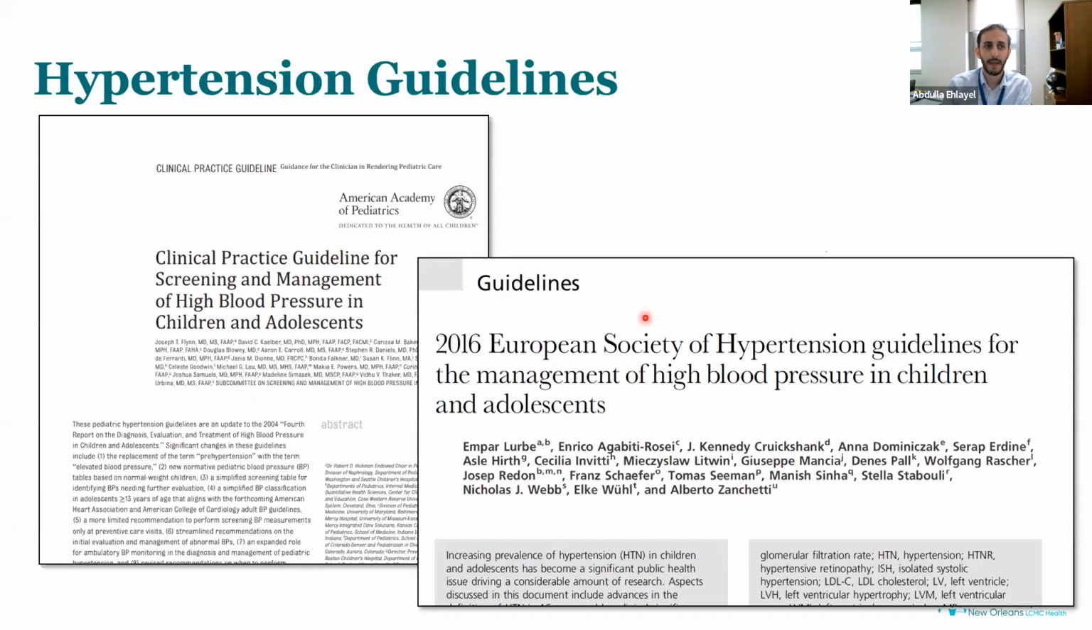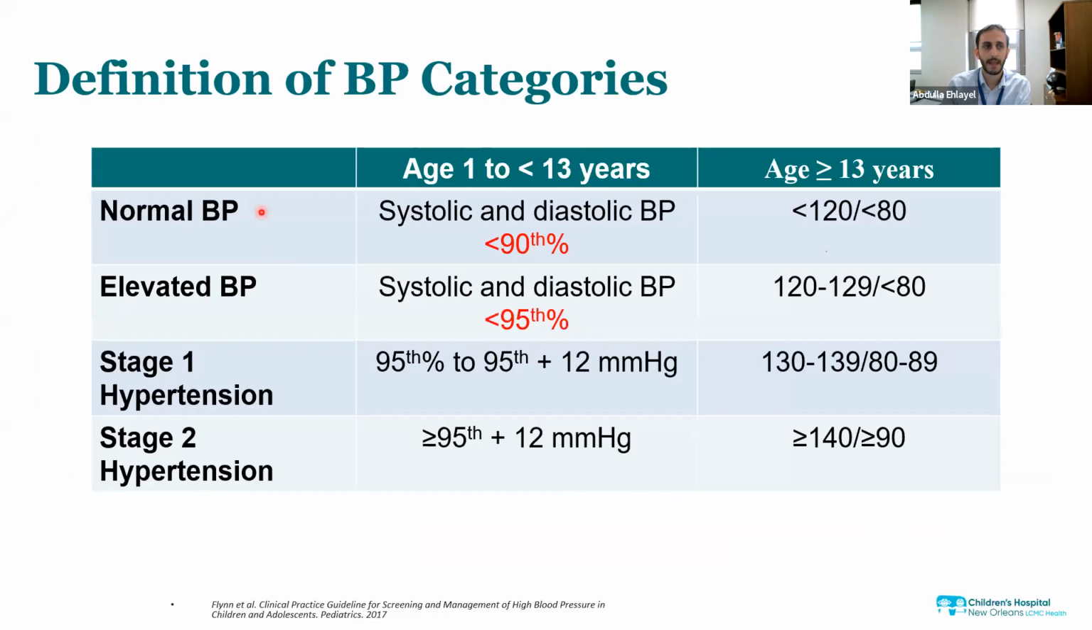This is based on the American Academy of Pediatrics guidelines. If you're not familiar with this, I highly recommend it. This was published in 2017. وفي European guidelines published in 2016. في كثير من الأمور متشابهة بينهم. في بعض الاختلافات، الاختلافات الأساسية هي في الثريشولدز، البلد بريشر threshold اللي بيستخدموها. In the next slide, this is the American Academy of Pediatrics.